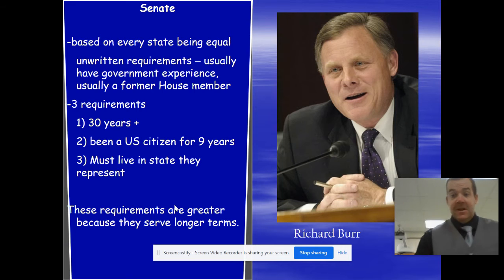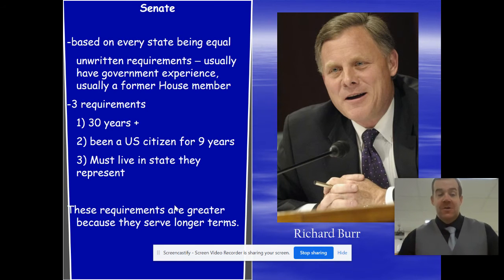That's different from the Senate. The Senate is, again, based off the New Jersey plan. Every state is equal. Every state gets 2. Requirements are different. In other words, here are the requirements: 30 years old for the Senate, because the Senate is considered the upper house. So you've got to be 30 years old, different than the House of Representatives, where you only have to be 25.